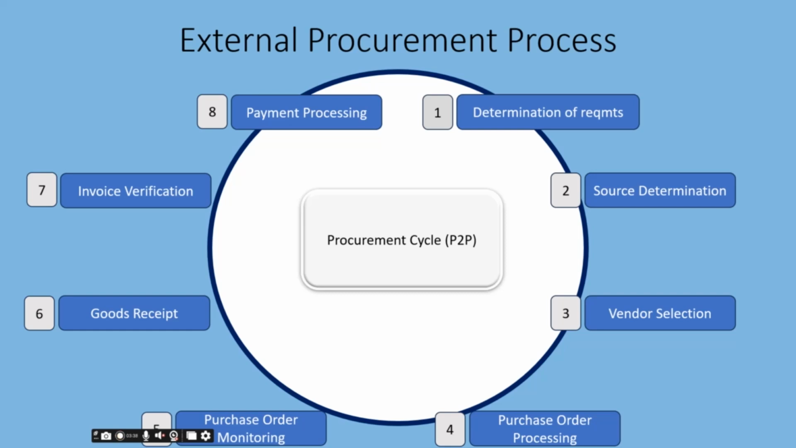Types of procurement. We have 2 types of procurement: external procurement and internal procurement. Let's see external procurement. In external procurement, we have 8 steps. 1. Determination of requirement. 2. Determination of source. 3. Vendor selection. 4. Purchase order processing, nothing but purchase order creation. 5. Purchase order monitoring. 6. Goods receipt. 7. Invoice verification. 8. Payment processing.